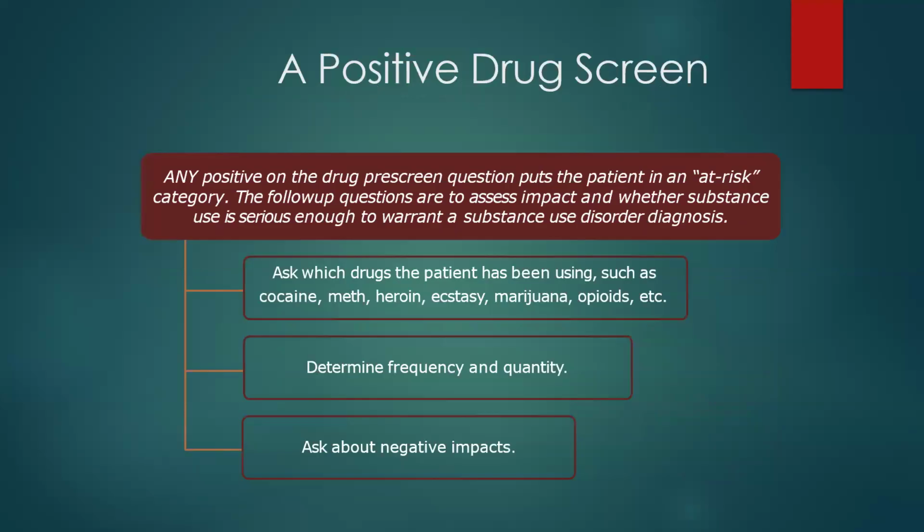Any positive result on the drug pre-screen question puts the patient or the person in an at-risk category. The follow-up questions are to assess the impact and whether use is serious enough to warrant a substance use disorder diagnosis. If the response is never, screening for drugs is complete. If there are some overt clues, for example, the person appears high or intoxicated, you'll want to inquire further. If the person responds positively, no matter how many times, whether once or multiple times, that person is viewed as at risk and should be further screened for substance use.